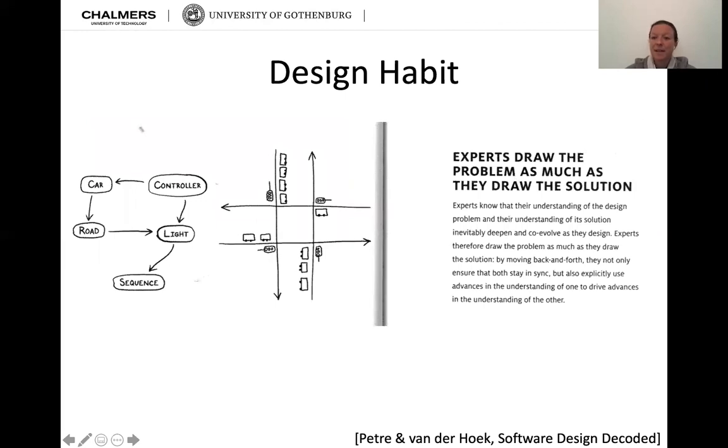The design habit that I would like to remind you of today that seems to be the most relevant for the module that we look at today is that experts draw the solution as much as the problem. So you want to make sure you spend sufficient time modeling the domain that your problem resides in before moving into the solution.